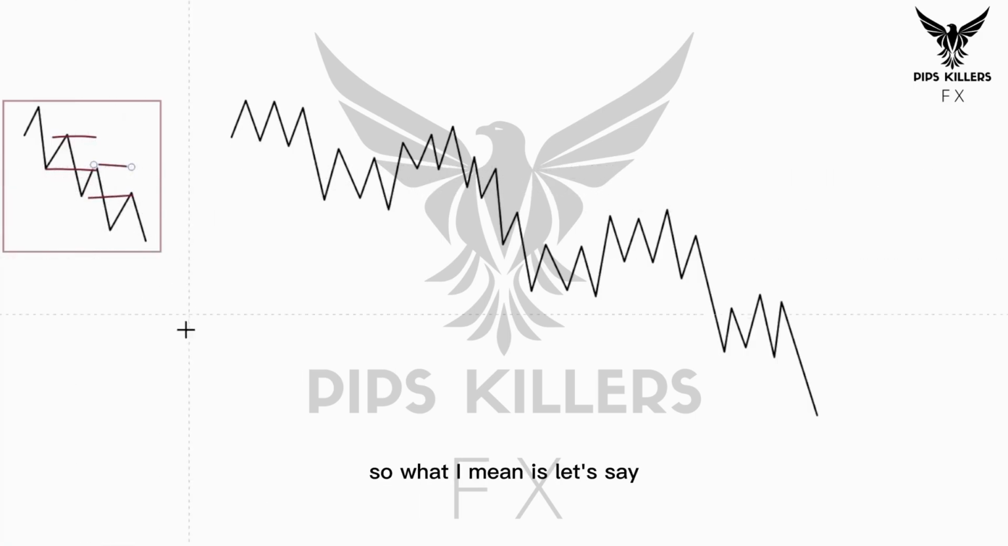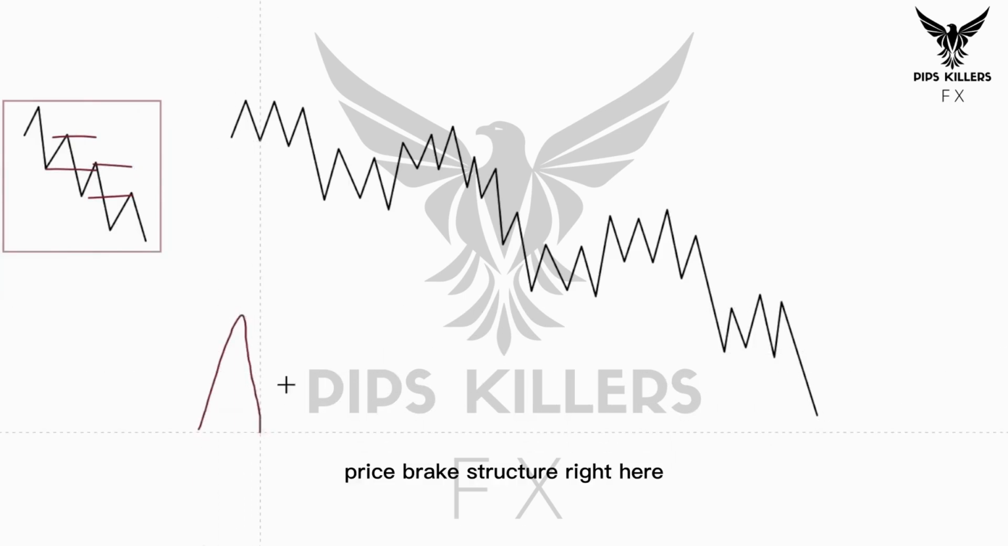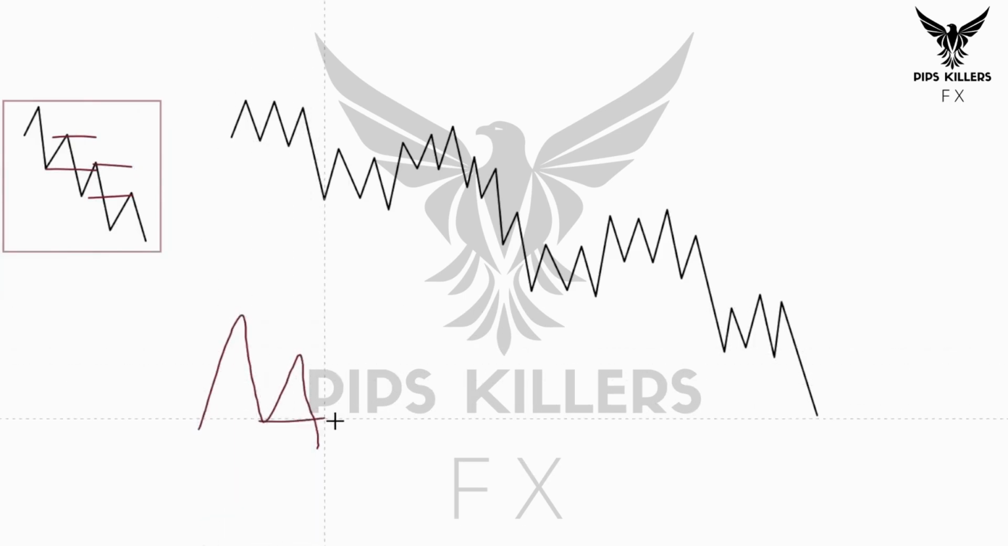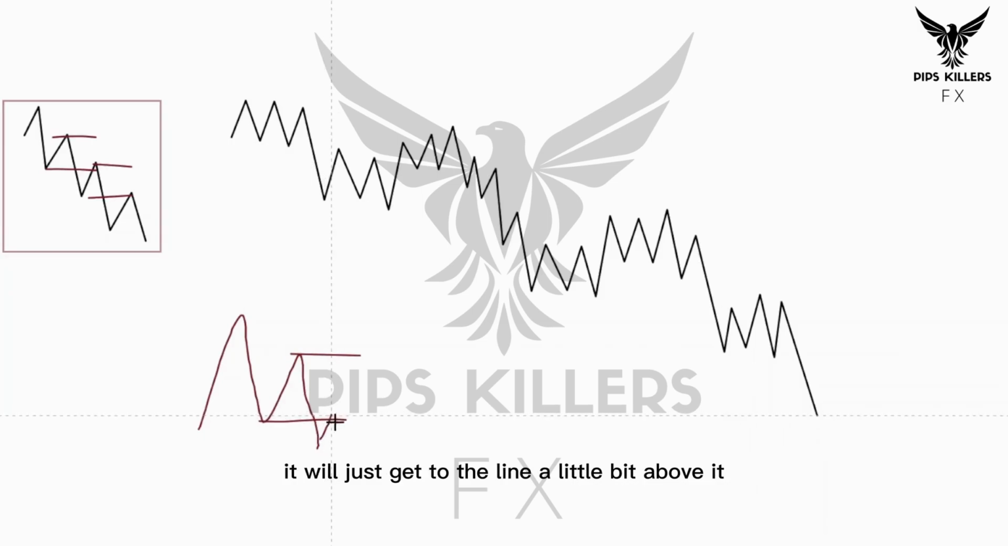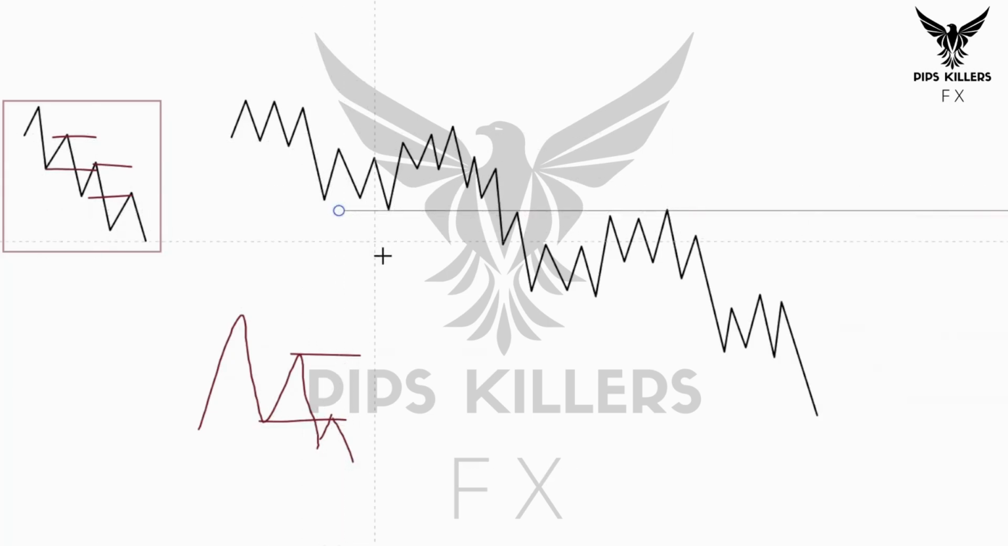So what I mean is, let's say price breaks structure right here, and now this is your range. Price does not come back deep inside the range. It will just get to the line or a little bit above it and then reverse. So this would be a support resistance market. And you can see it here on the micro, right? So in this case, this would be your low and this would be your high.